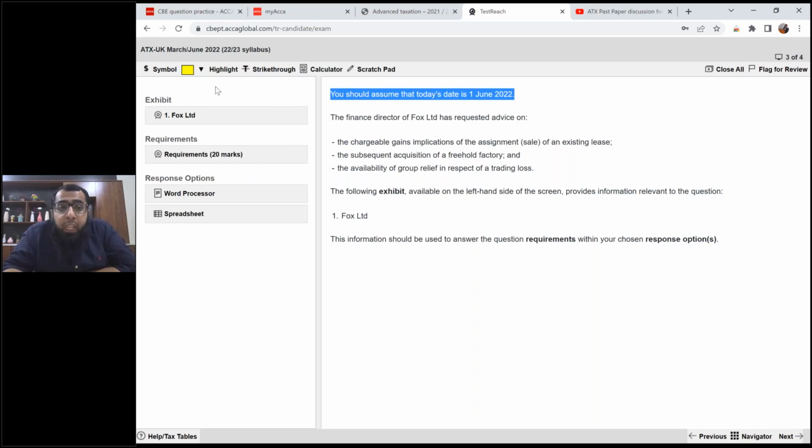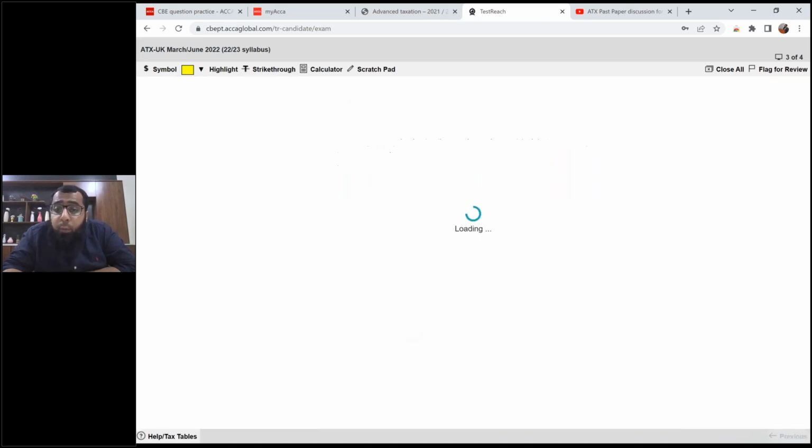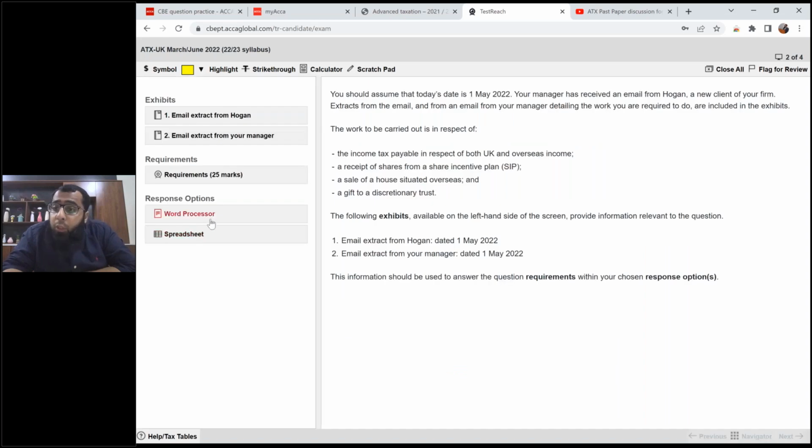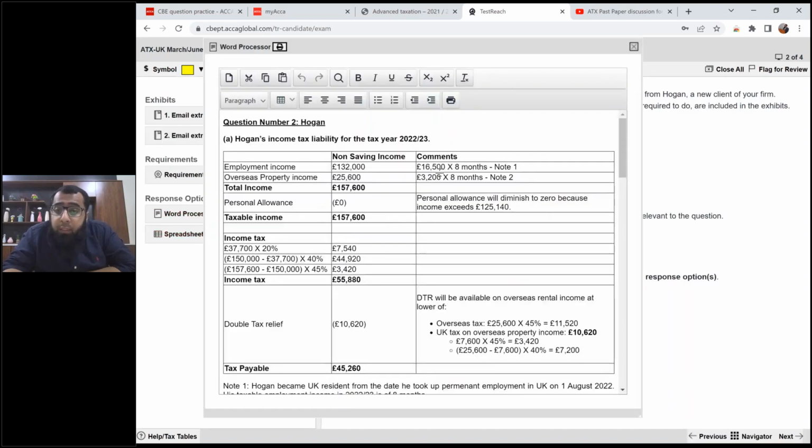You should assume, now we are moving towards question number 3, that today's date is 1st June 2020. The overseas aspect was covered in this part in question 2. What do you want to ask in this overseas aspect? You can ask me. We discussed relating to the overseas income. We covered the double taxation relief.